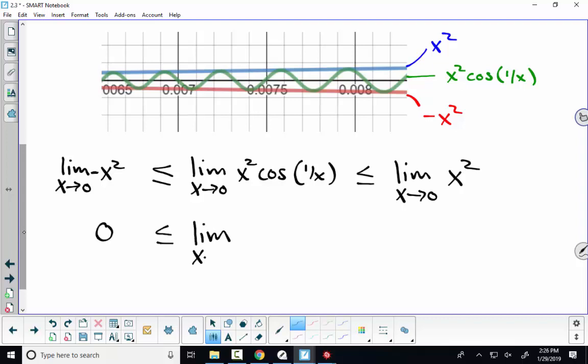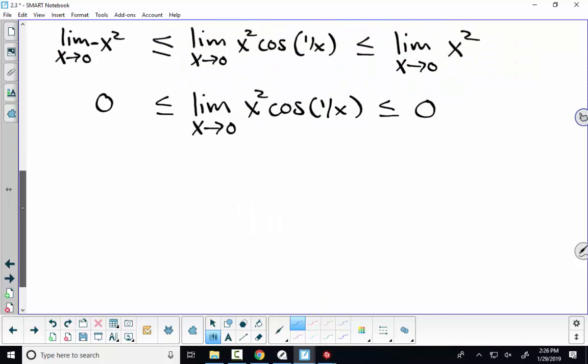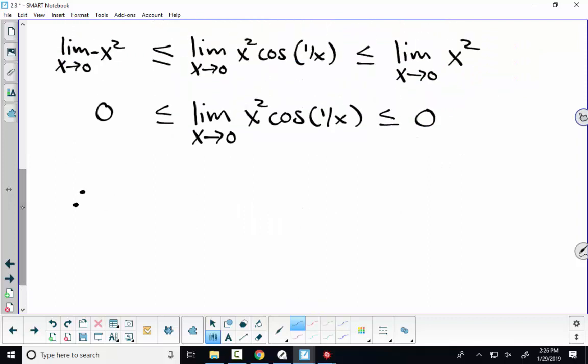So now we know this limit of x squared cosine 1 over x is greater than or equal to 0, and it's less than or equal to 0. So what does that limit have to be? The limit has to be 0. All right, therefore, the limit in question is equal to 0.